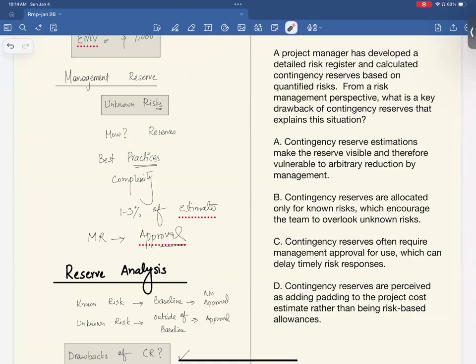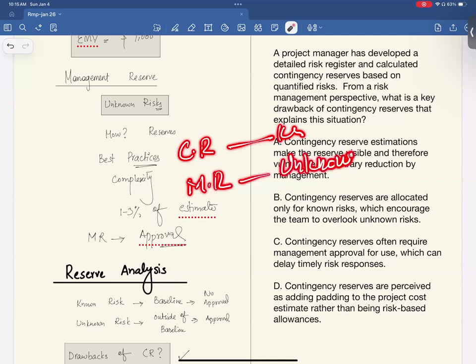A PM has developed a detailed risk register and calculated contingency reserve based on quantified risks. From a risk management perspective, what is the key drawback of contingency reserve? Option A: contingency reserve estimations make the reserve visible and therefore vulnerable to arbitrary reduction by management. So this is the correct answer. Option B: contingency reserves are allocated only for known risk, which encourages the team to overlook unknown risk. No, it has nothing to do with unknown risk, right? Because contingency reserve is for known and management reserve for unknown.